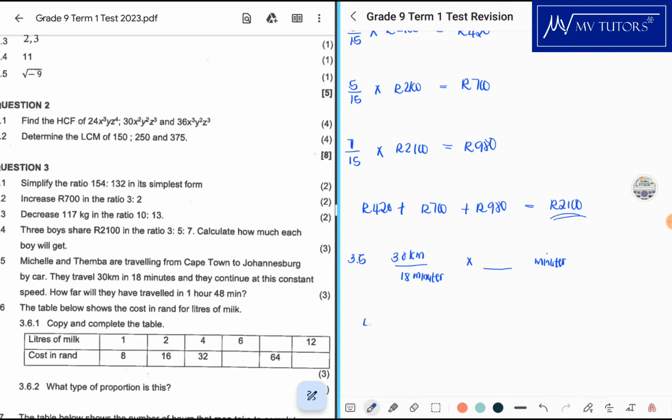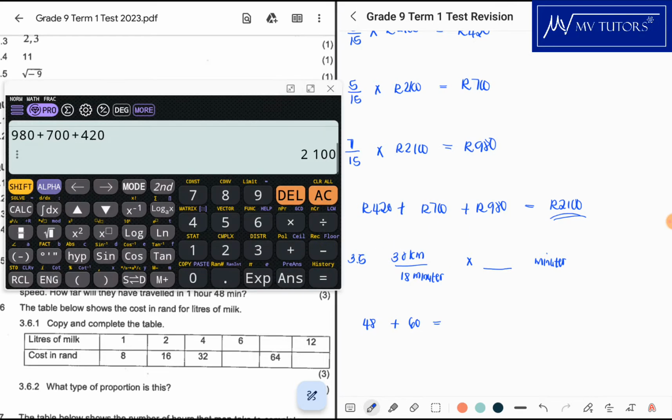So we already have 48 minutes, right? How do I convert 1 hour to minutes? Well, I know that 1 hour is 60 minutes. So this is just the side calculation that I'm doing. So 48 plus 60, I then have 108 minutes.